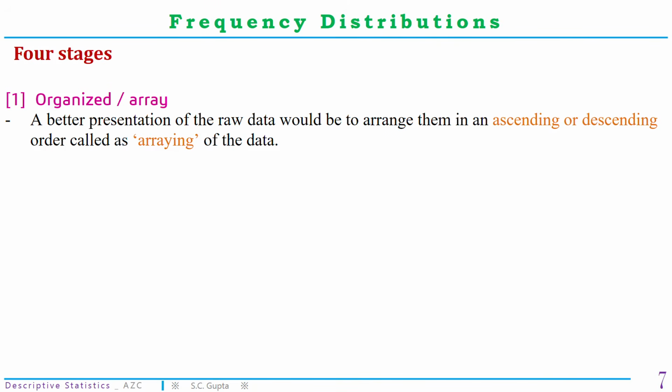There are 4 stages to generate frequency distributions. First is organizing or array. A better presentation of the raw data would be to arrange them in ascending or descending order, called arraying of the data.